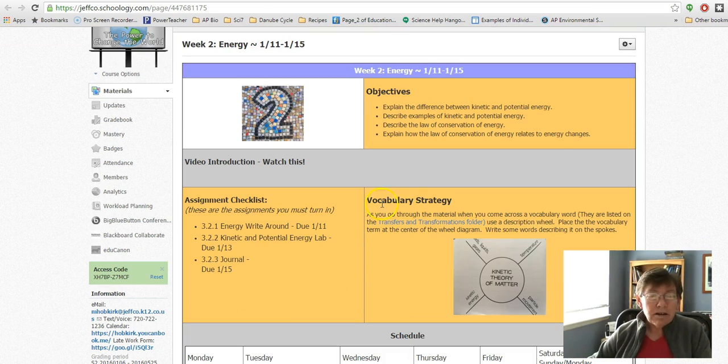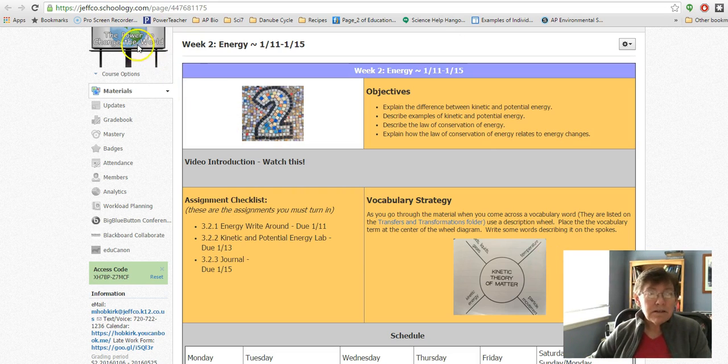Also, vocabulary each week will be in this box, but in this unit what I want you to do is use a couple things. You're going to use what we call a wheel diagram. There's an image of one right here. So you put the word or the phrase here in the middle, and then on the spokes that lead out to it you write words or phrases that describe it.